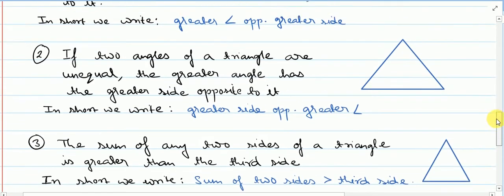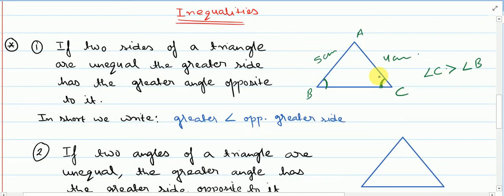Now, what you're supposed to do is give the heading as inequalities, write down this, and draw this diagram. Clear?